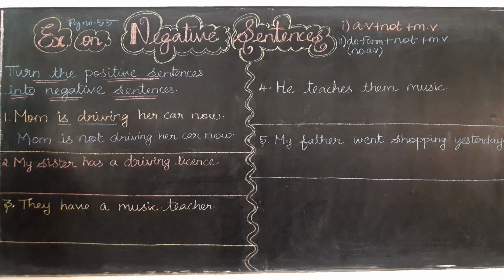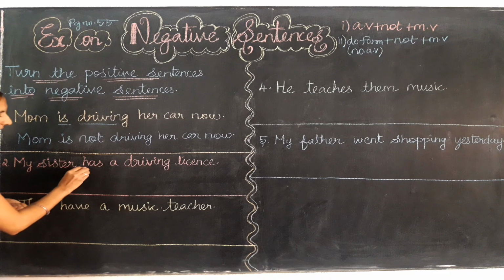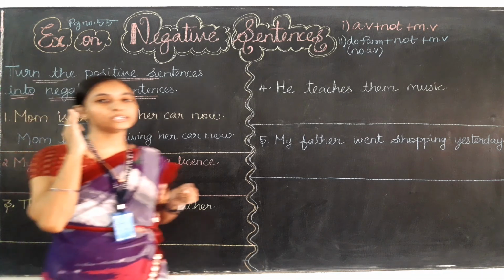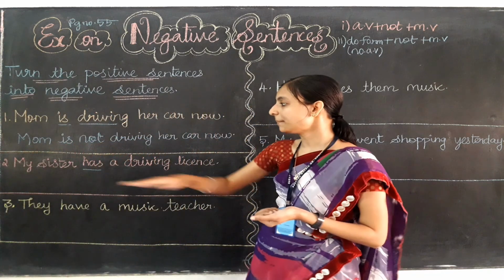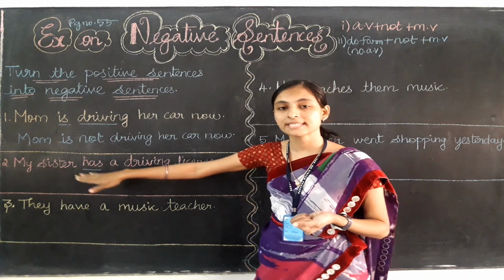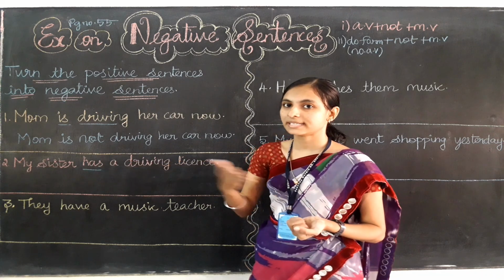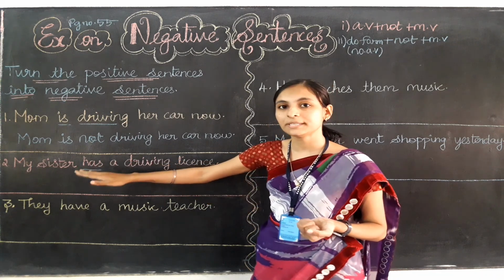Okay, let's read out the second. My sister has a driving license. Can you find the auxiliary verb here? Yes, that is has. Can you find the main verb here? Driving? No. So there is no main verb. That means here the verb has acts as the main verb. We have learned in the previous video that sometimes the verb has can act as the main verb itself. Then there is no auxiliary verb here, and we can find only the main verb.